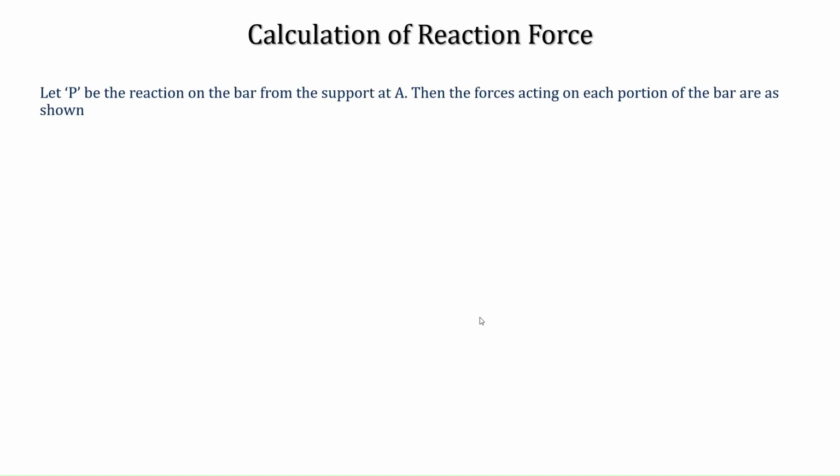Let us assume that P is the reaction on the bar from the support at A, and then the forces acting on each portion of the bar are as shown. We'll be computing the portions of the bar as AC, CD, and DB. In the portion AC, we'll assume that the reaction force is negative. That is why the magnitude here is minus P into L, that is the length of the portion AC, which is 275, divided by A into E.